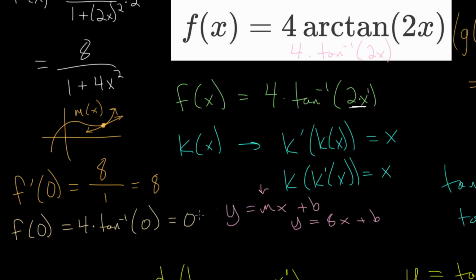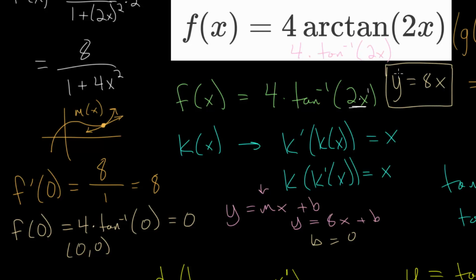So this function at an x value of 0 has a y value of 0 as well, meaning it just goes through the origin. And if we plug in x and y both equaling 0 here, we can find b, but by doing so we would get 0 is 0 plus b, or b is 0. So the equation of the line that is tangent to this function at an x value of 0 is simply y is equal to 8x. So this right here will be our final answer.